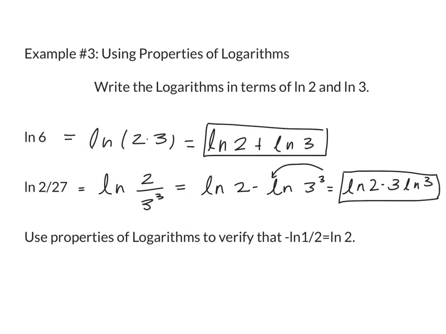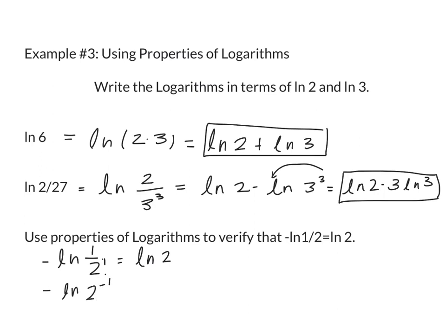And then our last problem says use properties of logarithms to verify that negative ln of 1/2 equals the natural log of 2. So negative natural log of 1/2. Let's go ahead and break that down. I need to write this so it looks stacked, otherwise it looks a little confusing. So 1/2 is really 1 over 2 to the first power. If I take it out of fraction form, it becomes a negative exponent. So this is now negative natural log of 2 to the negative first power.